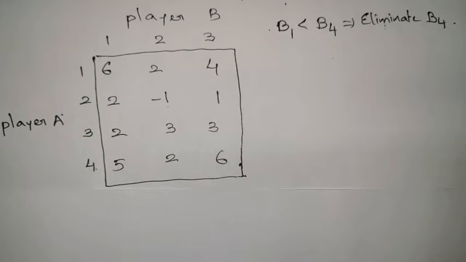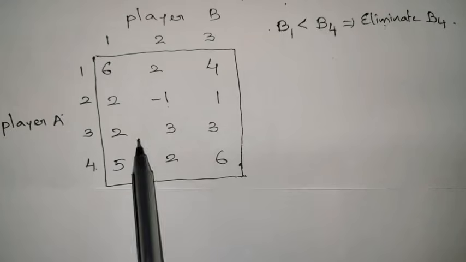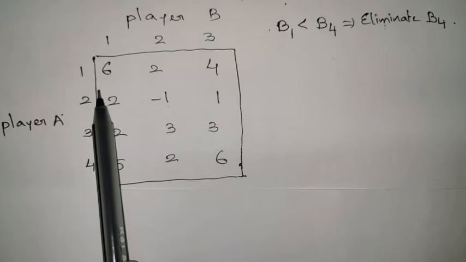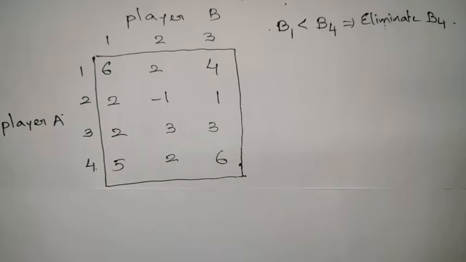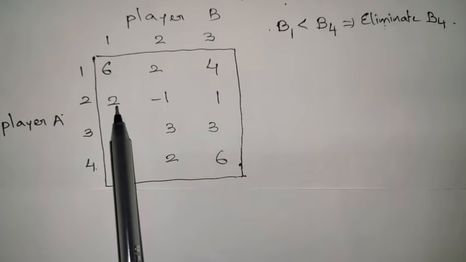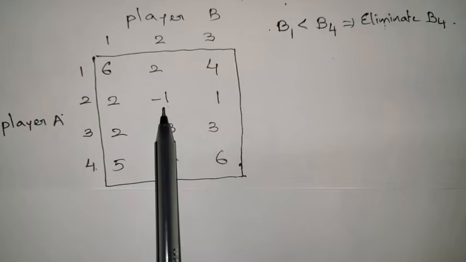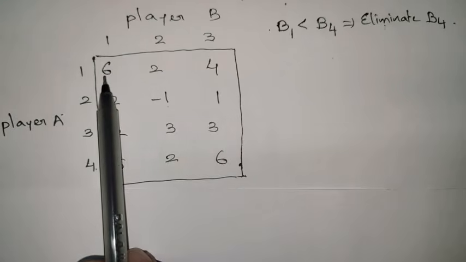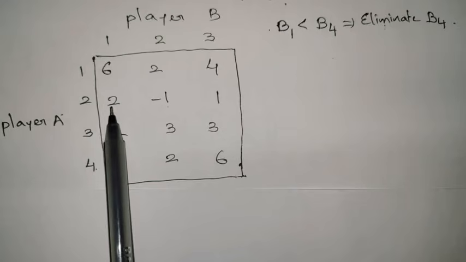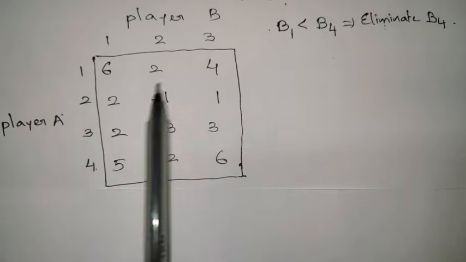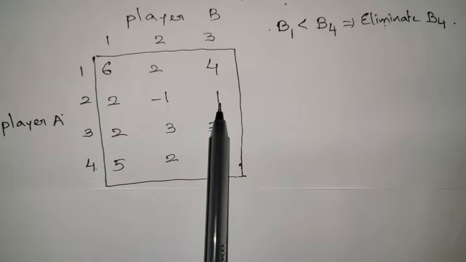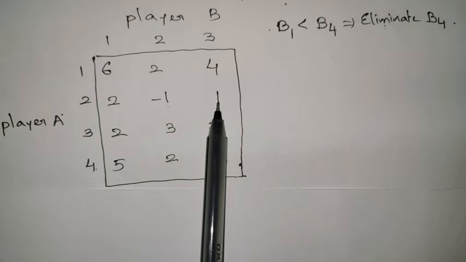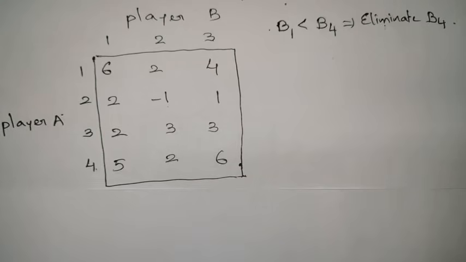Now again check the row dominance in the reduced payoff matrix. Now I am taking the combination of rows 1 and 2. Check the values. 6, 2, row 1 is higher. 2, minus 1, row 1 is higher. 4, 1, row 1 is higher. So here row 1 is completely dominating row 2. Row 1 values are higher, row 2 values are lower. So eliminate the lower row as it has lower values. So now the reduced payoff matrix is, we are eliminating row 2 here.